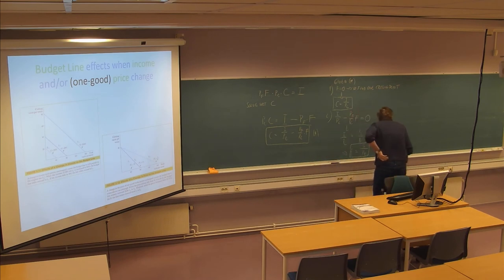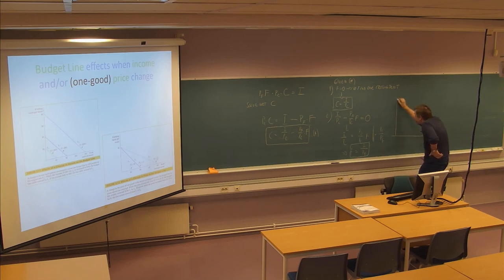And of course, now if we draw this in this diagram, we know here that the distance with the crossing point with the c-axis is given by this amount. So there is one crossing point, another one there, and this distance is this one, isn't it? I over pc, while this distance is this one, I over pf. Of course, then we can draw the budget constraint.